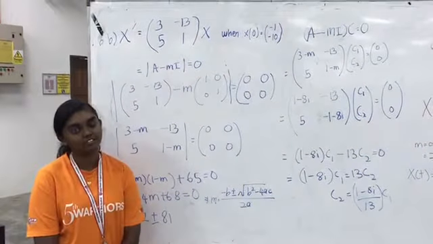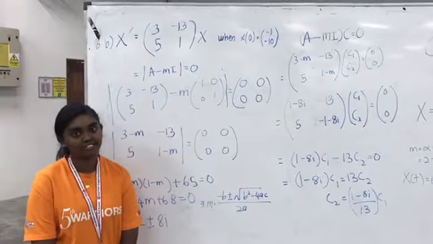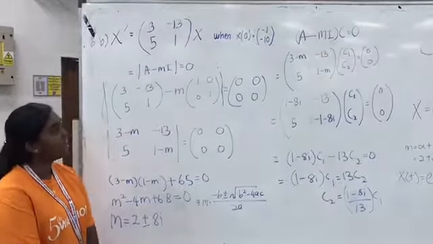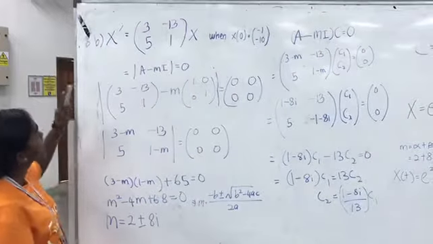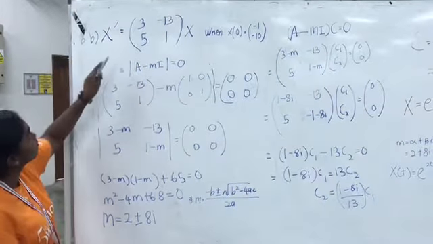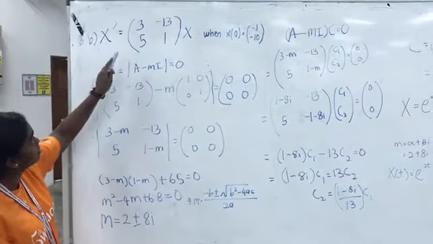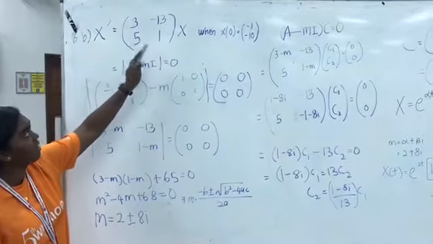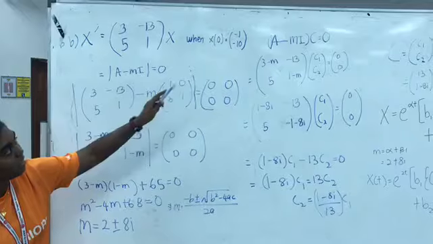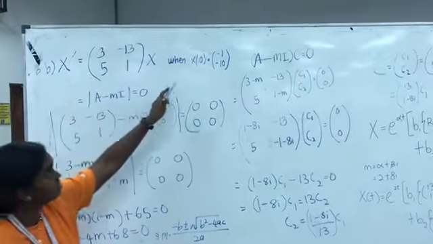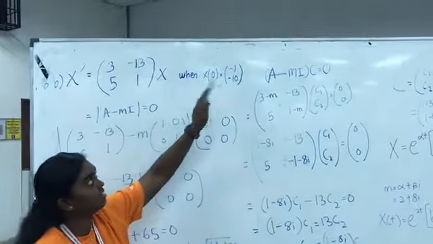Now I'll continue the student-centered learning question on the second topic, eigenvalue. We choose question 6b. We have to solve x' equals the matrix [3, 5; negative 13, 1] times x, with x0 equals negative 1, negative 10.